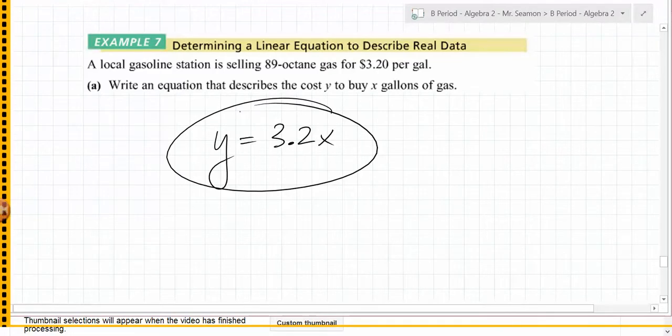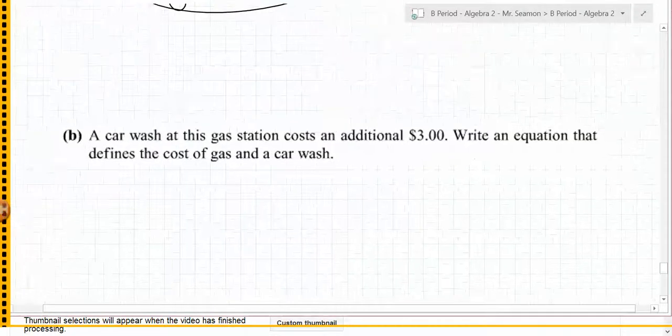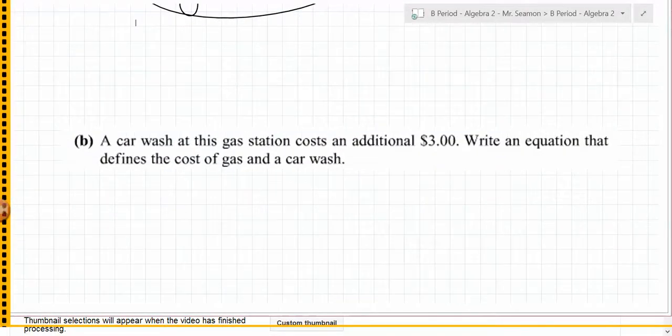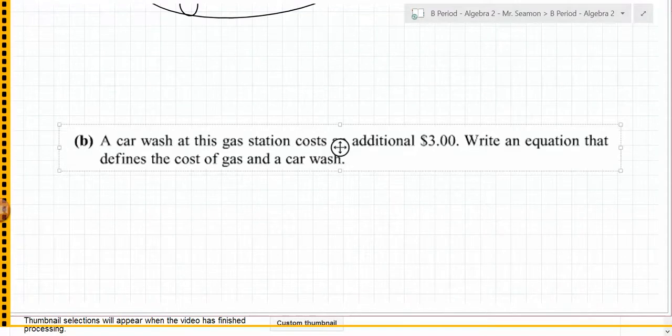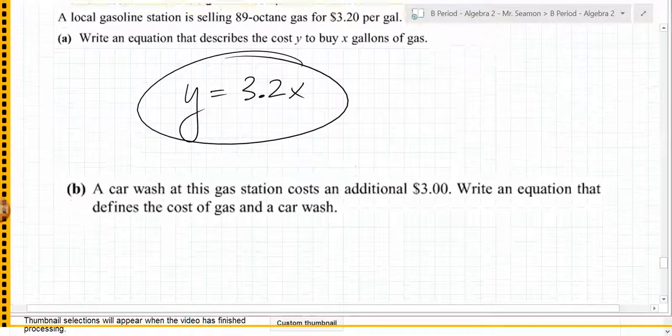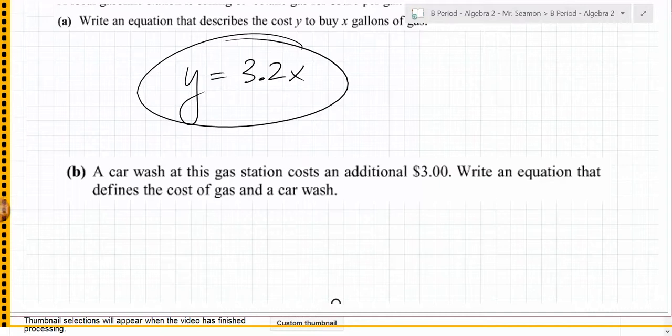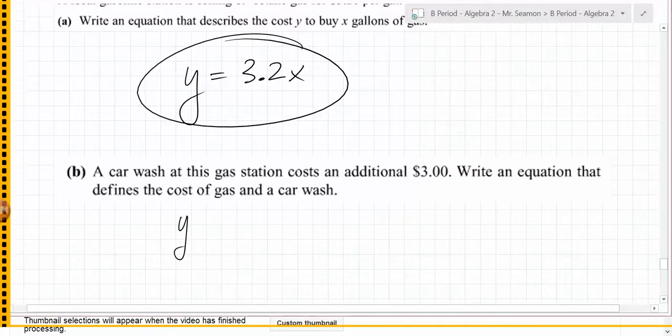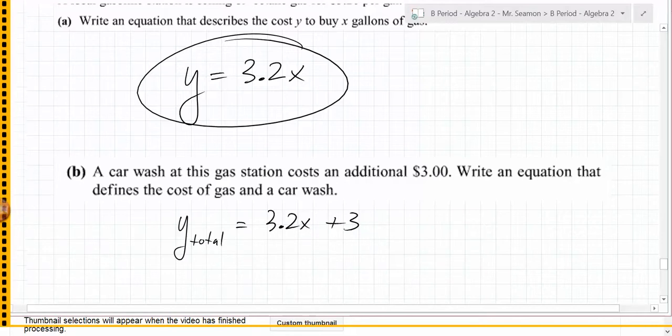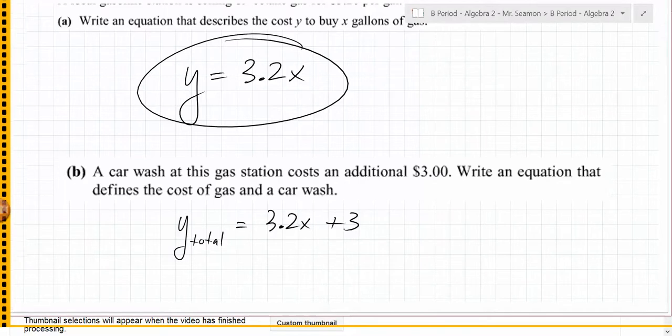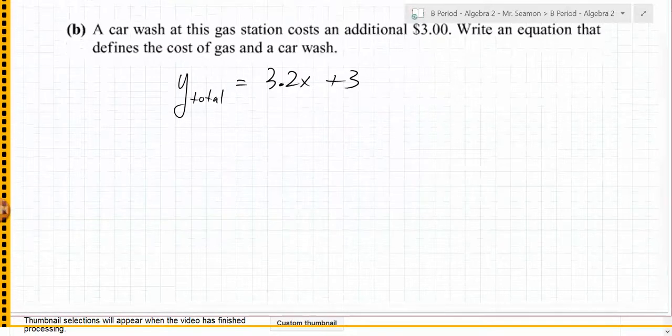What's the y-intercept of that line? 0. So it goes through the origin. Nice. A car wash at this gas station costs an additional $3. Write an equation that defines the cost of the gas and car wash. So does the cost of the car wash change depending on your gallons? So what would the total cost be? So y total. y is 3.2x plus 3. Nice. Done. If you didn't buy any gas, how much would it cost to go there? What's the y-intercept now? 3. Yeah, you got it. Excellent.